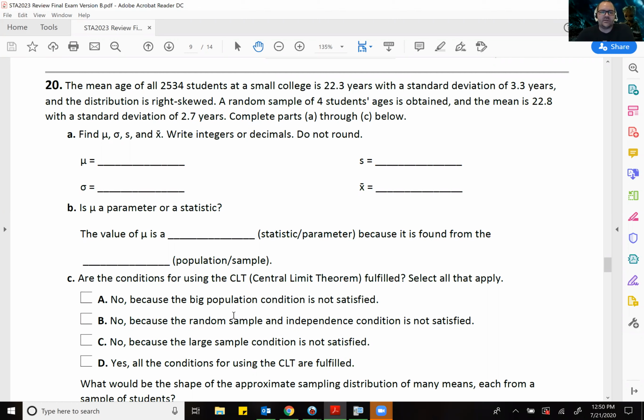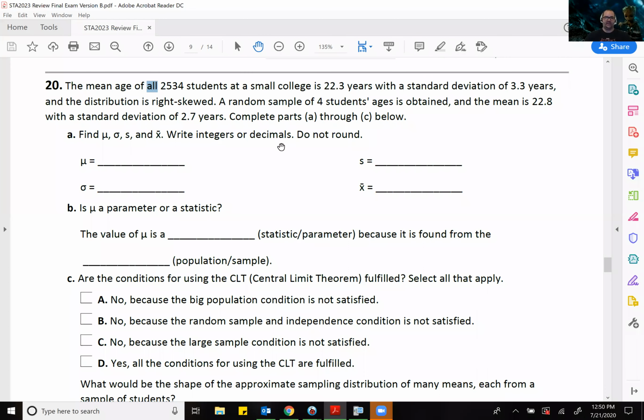All right, so first things first, I want to know who's the mu, who's the sigma, who is the standard deviation, who is the x bar. That's part A. So mu equals, sigma equals, standard deviation equals, x bar equals. Remember, Greek letters are all about the population. Right here it says the word all, so everything in this sentence is population. It says the mean age is 22.3, so mu is 22.3, with a standard deviation of 3.3 years. So this is the sigma, 3.3.